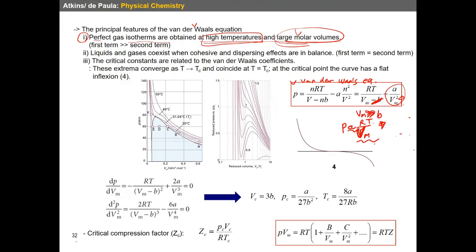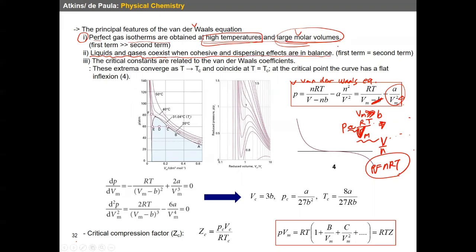And this Vm equal V over n. So then we have PV equal nRT, which is the perfect gas equation. So this is the first principle of this van der Waals equation. So perfect gas isotherms are obtained at high temperature and high molar volumes in this van der Waals equation. So this is one feature.